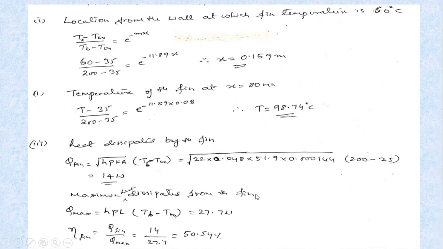The maximum heat dissipated from the fin, Q max, is given by the heat transfer coefficient h multiplied by the perimeter into length, that is the surface area, multiplied by (Tb minus T infinity). That gives 27.7 watts. The efficiency of the fin is given as Q of fin divided by Q maximum, that is 14 watts divided by 27.7. So the efficiency of the fin is about 50%.